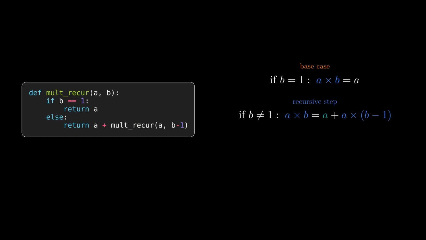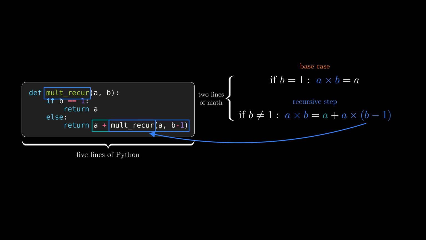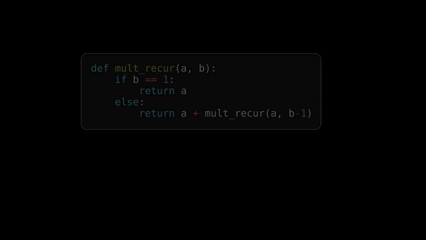Match it to the math, the A plus part is the copy we extracted. And the star operator between A and B minus 1 is the function itself again, multRecur called on A and B minus 1. The 2 lines of math became 5 short lines of Python, and every piece has a direct counterpart. One thing should bother you.